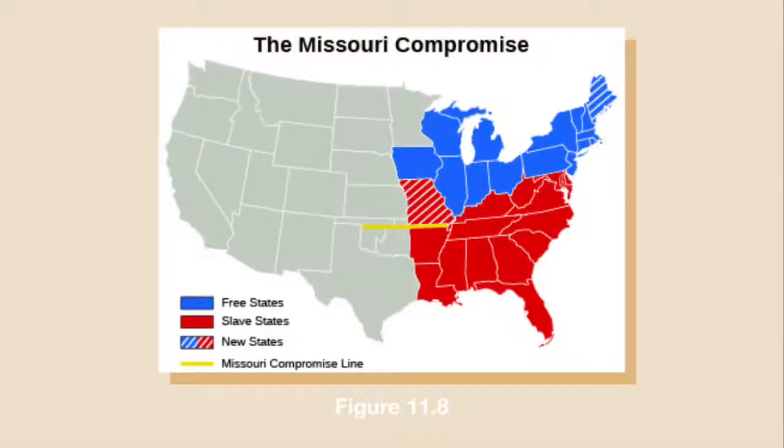Along with this decision, the Missouri Compromise outlined that any other territories acquired from the Louisiana Purchase above Missouri would not allow slavery. The Missouri Compromise helped keep the Union united for the time being, and balance was kept in the Senate.